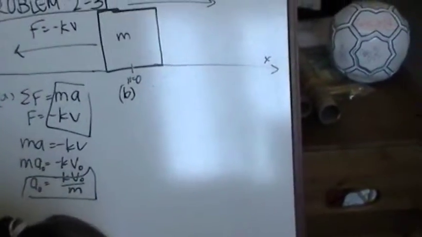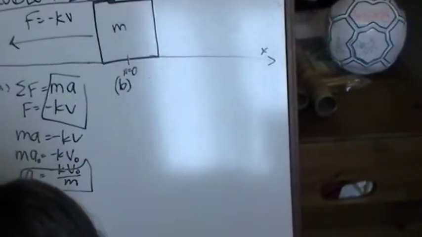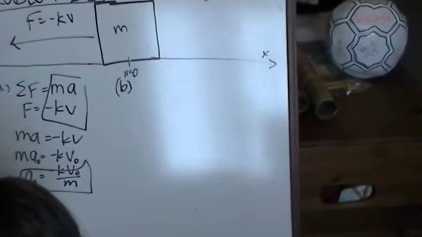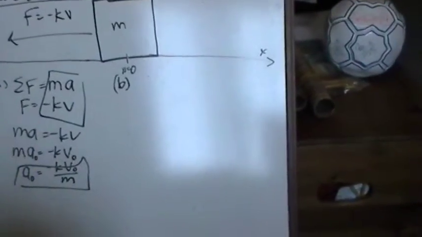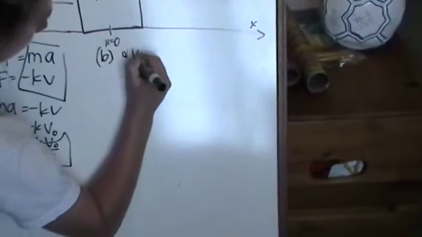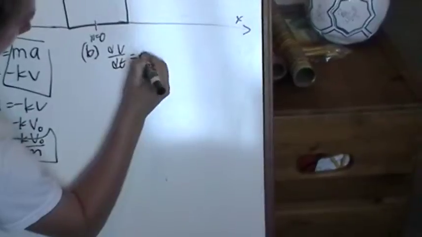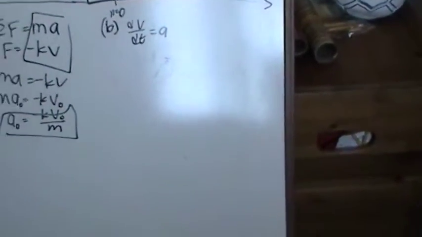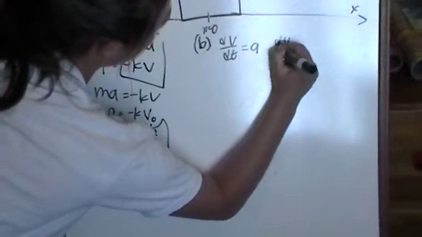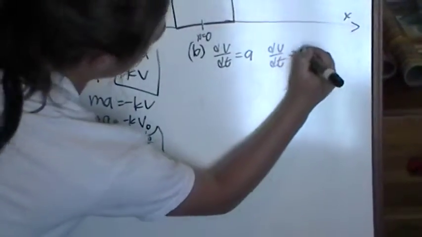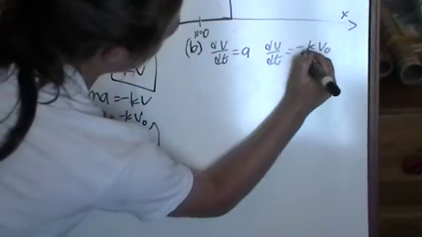For part B, we are asked to derive an equation for the object's velocity as a function of time t, and sketch this function on the axis below. Let a velocity directed to the right be considered positive. The derivative of velocity is acceleration, so dv over dt equals acceleration. Using our equation from part A, dv over dt equals negative k v naught over m.